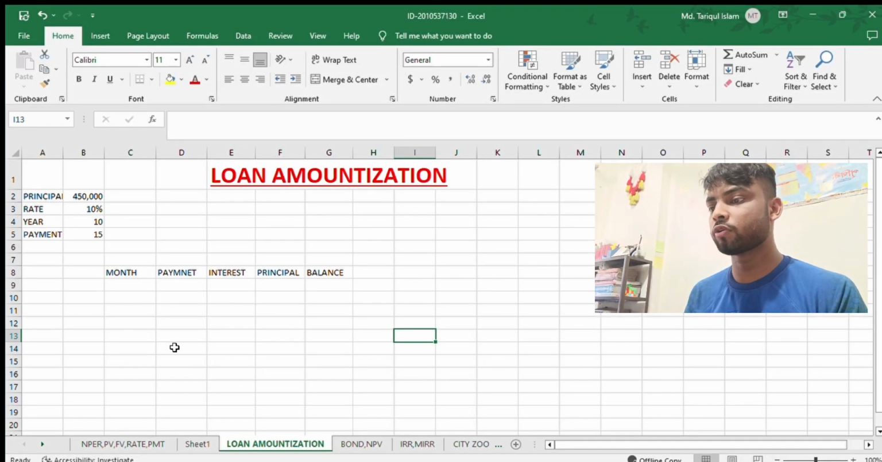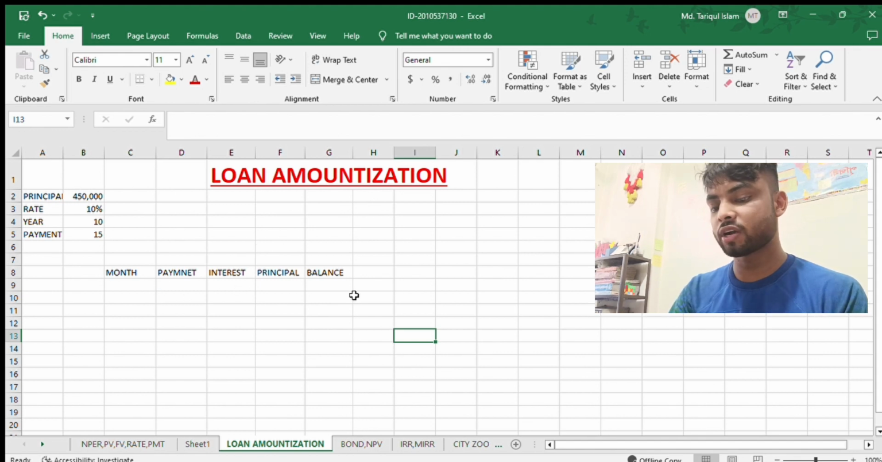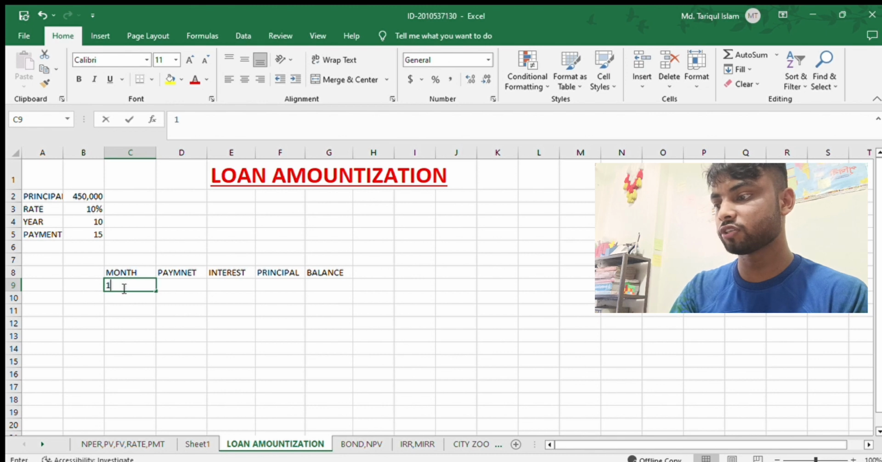Today's topic is about loan amortization. Now I will show you how to calculate loan amortization in Microsoft Excel. Here is the given information and here are the 5 columns: month, payment, interest, principal and balance. Here I take 150 months for loan amortization.